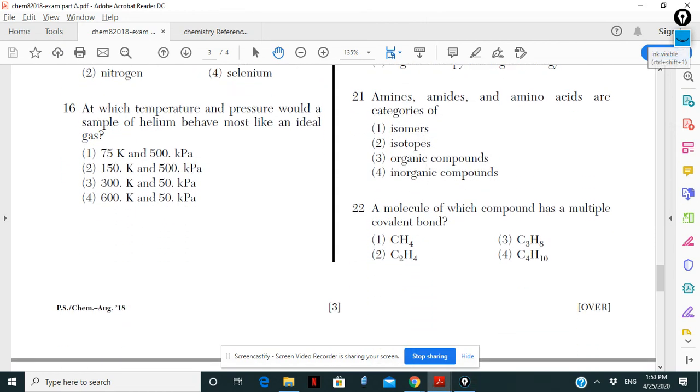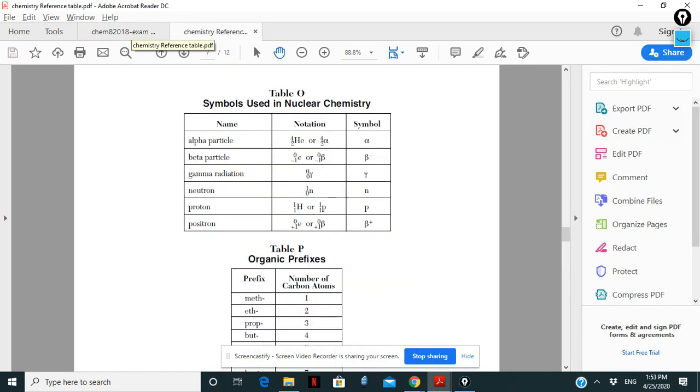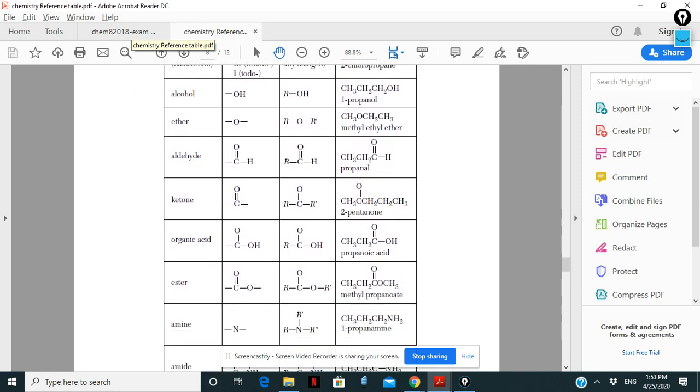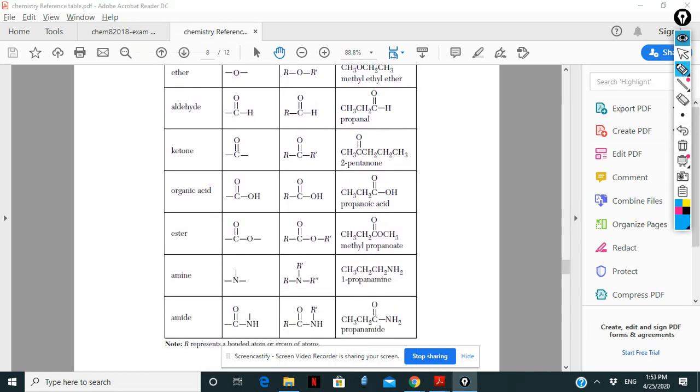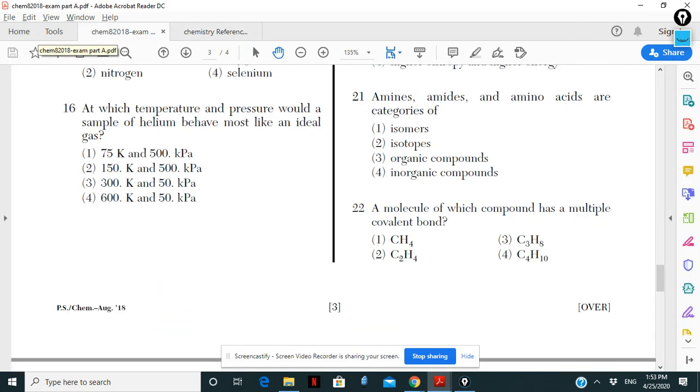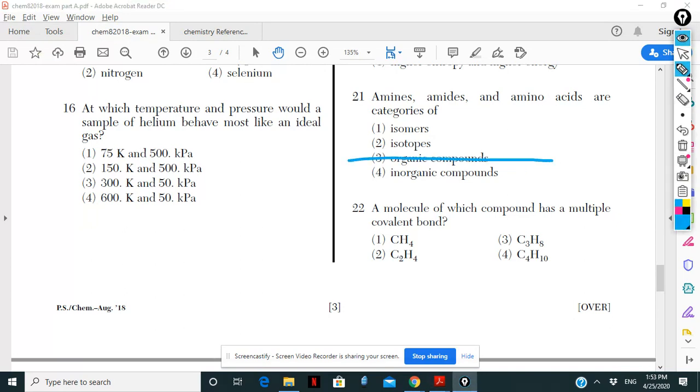Amines, amides, and amino acids are categories of what? If you forget, you go to your reference sheet, the table for the organic material. I have amine, amide, and amino acid, which are organic compounds. So all of them are organic compounds, and in that case, it's going to be number 3. Why? Because amino acids have carbon, amides have carbon, amines have carbon.